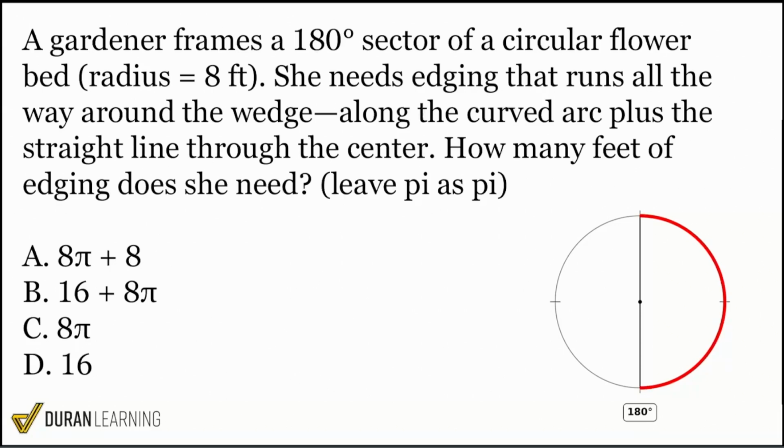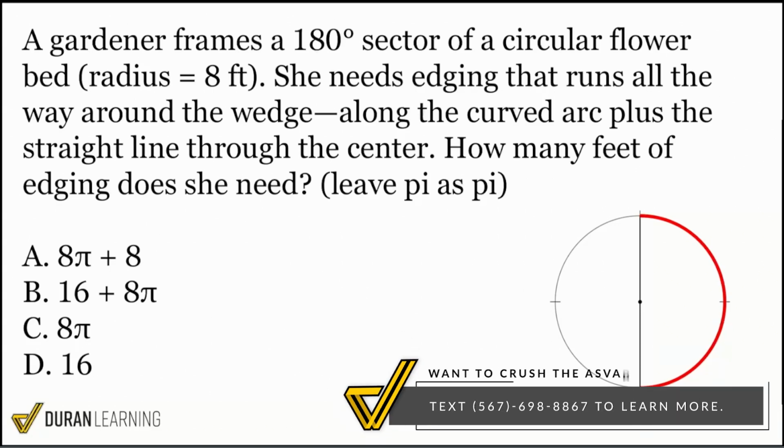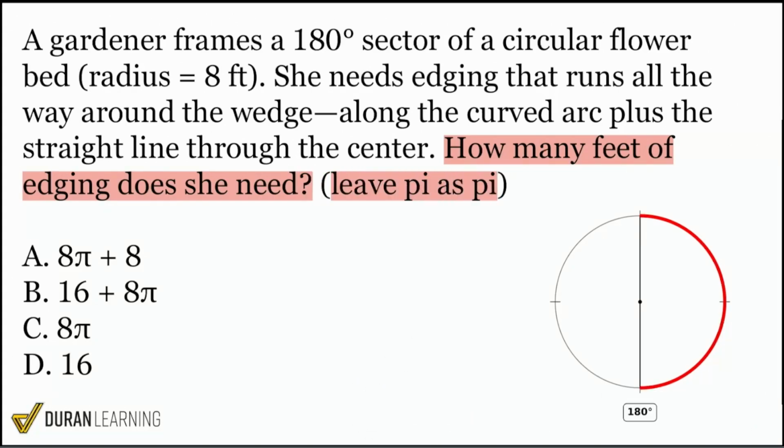So here's what we have. First things first, as always, we want to read the question first. We want to know what the goal of this problem is every time without fail. So when we go through, there's my question sentence. That's where I want to start reading. So it says, how many feet of edging does she need? And we're going to leave pi as pi. Okay, sounds good. Everybody, when we talk about the edging that we need, how many feet of edge do we need here?